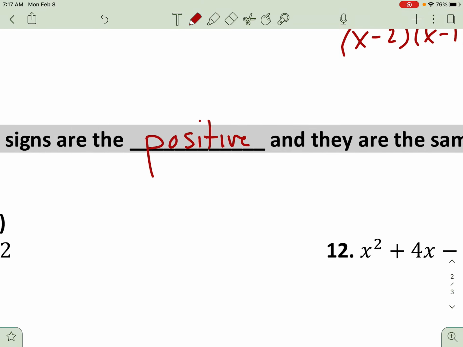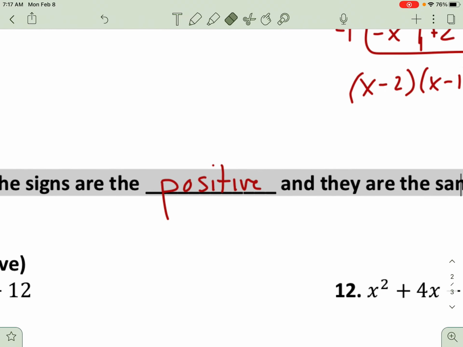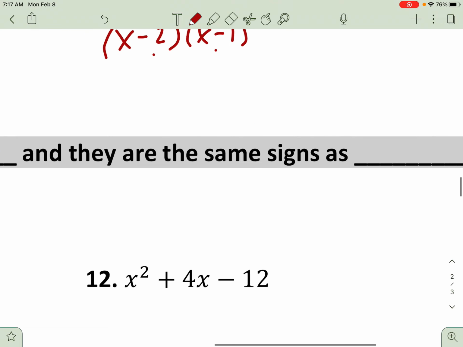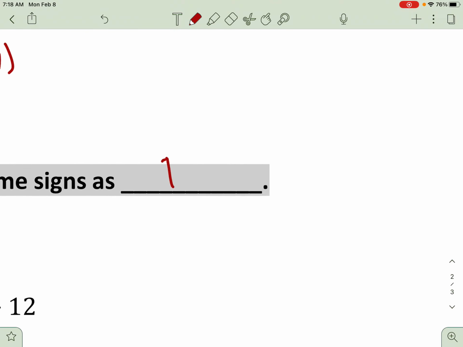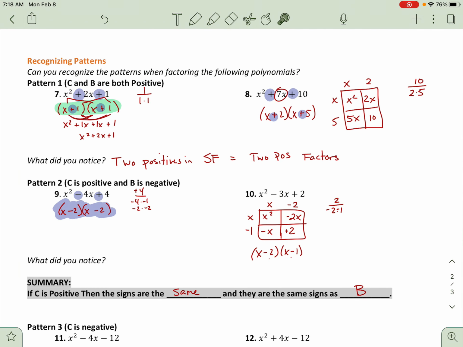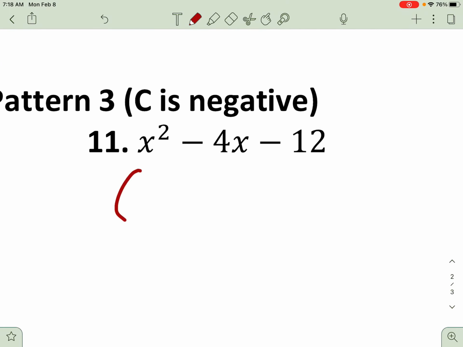All right, so in summary, if C is positive, then the signs are positive. Now, what do we mean by C? We mean the third term. Hold on. I'm sorry, I wrote that wrong. If C is positive, then the signs are the same. So that means they have to either both be negative or both be positive, and they're the same sign as B. Okay, so if C is positive, they're the same sign as B. All right, let's keep going here.